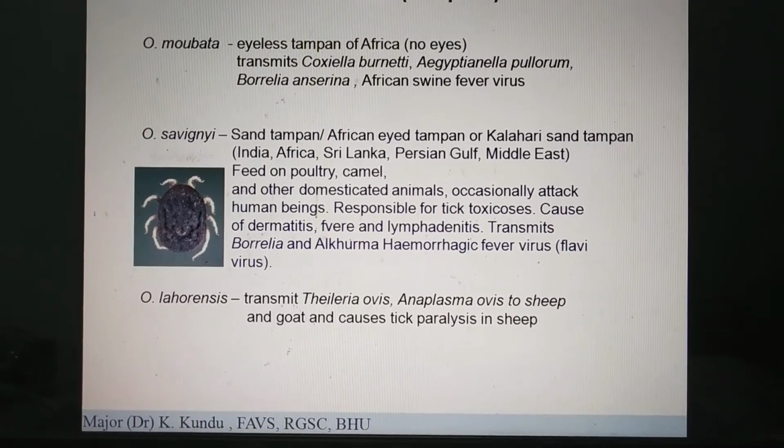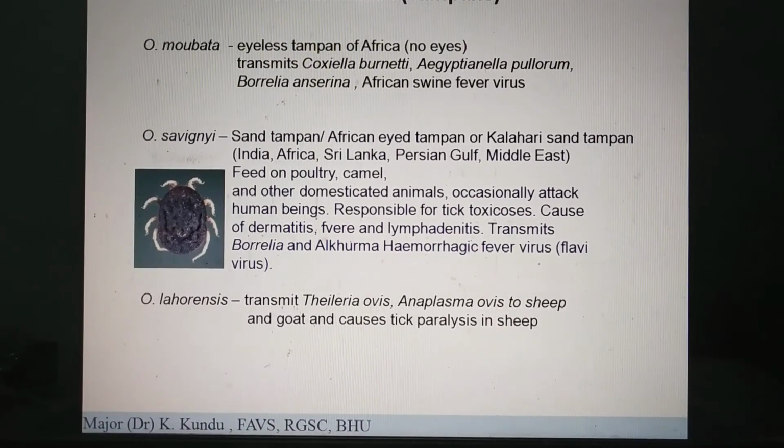So with this we complete the soft ticks. Next we will have a video on the hard ticks.